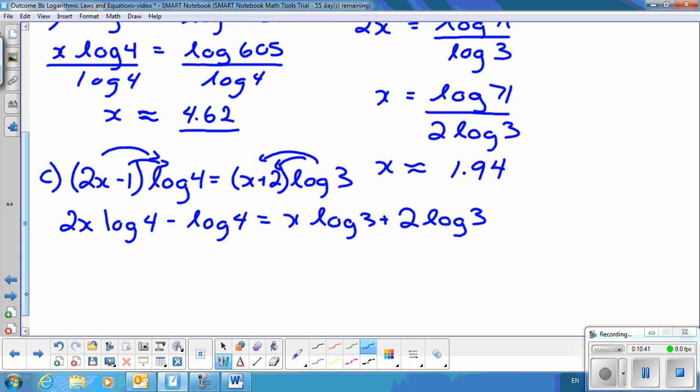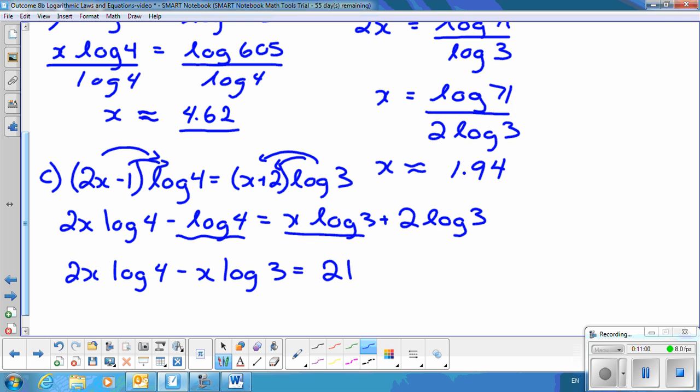Getting my logs with x's involved on the left-hand side, so I'm going to move this to the left, and I'm going to move this log to the right. So I end up with 2x log 4 minus x log 3. And on the right, I have 2 log 3, and that one becomes plus log 4.